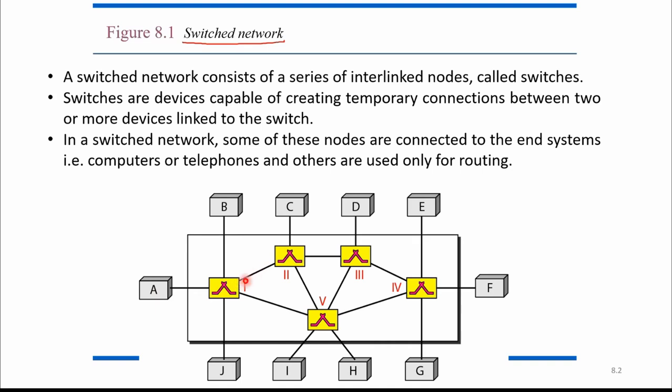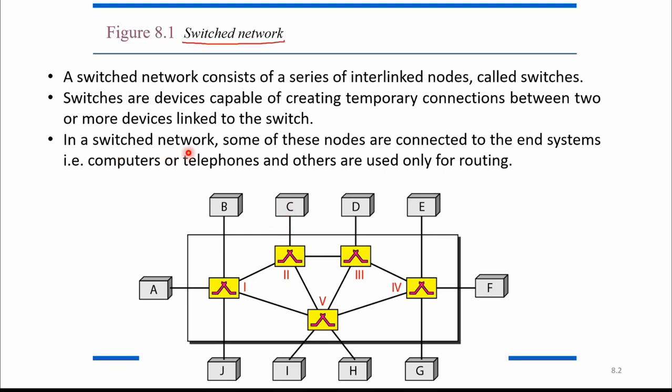Temporary connection is in the sense that there is already a link, and once A and C want to connect, they will be providing a channel to connect A with C. So that channel will be temporary for A to B or A to C data transmission.